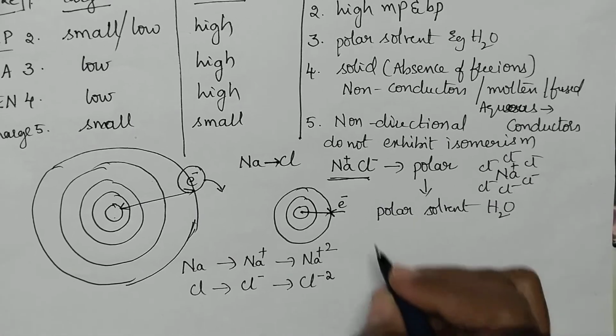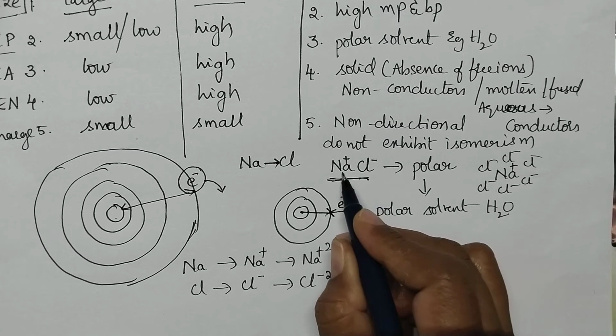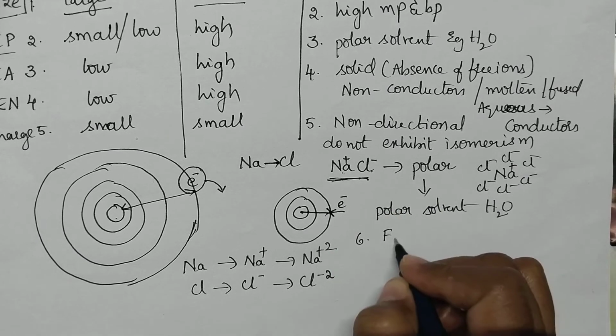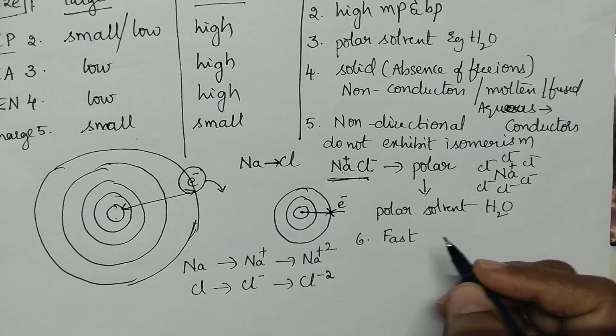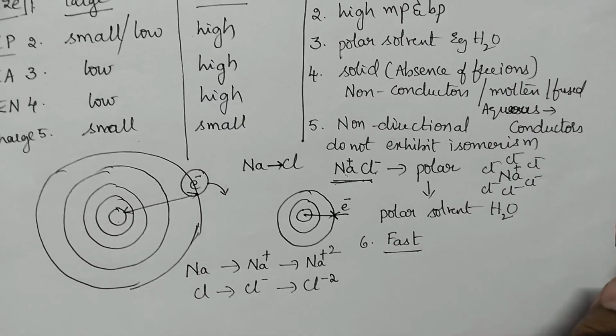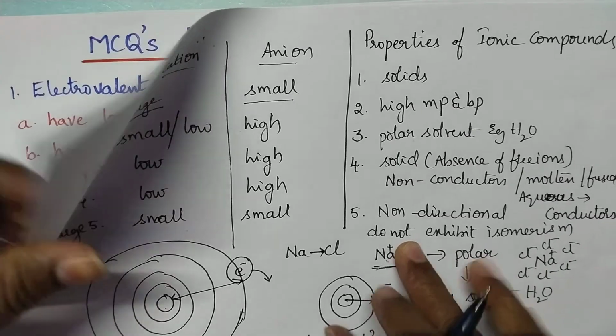And also remember, students, here in the solid state also ions are available. With the result, the reactions of ionic compounds are fast. So the reactions of ionic compounds are fast. This is about the properties of ionic compounds.